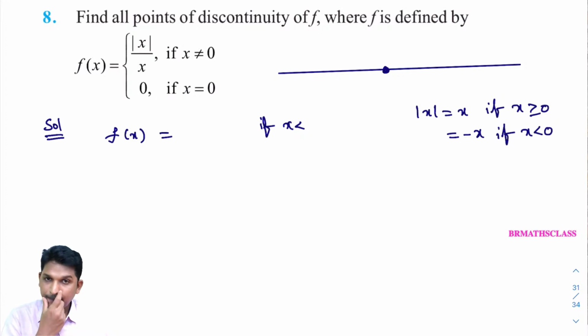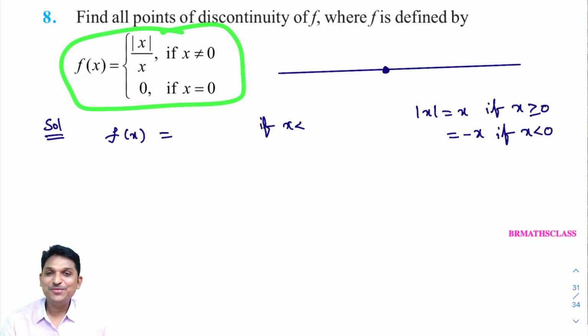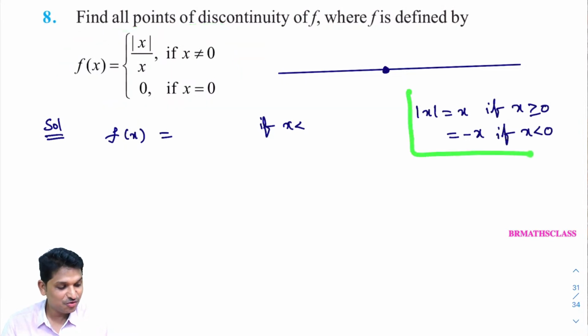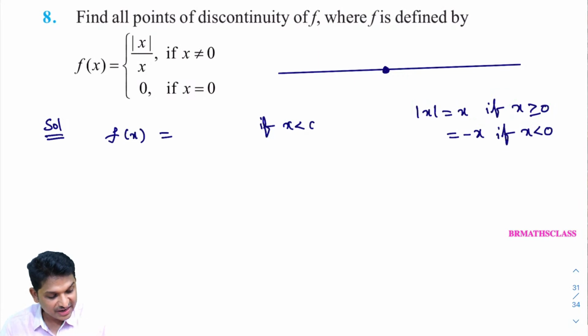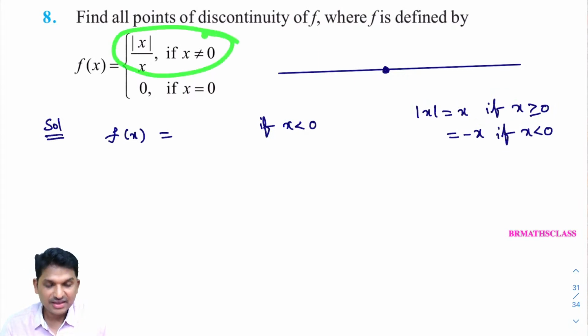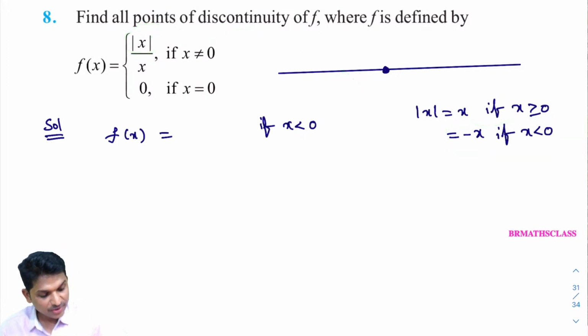Here what I am doing is rewriting the given function. As modulus function is there, as per the definition, modulus of x is x when x is greater than or equal to 0, and modulus of x is minus x when x is less than 0. When x is less than 0, which means negative numbers, we need to choose this function only. When x is less than 0, modulus of x is minus x, correct?